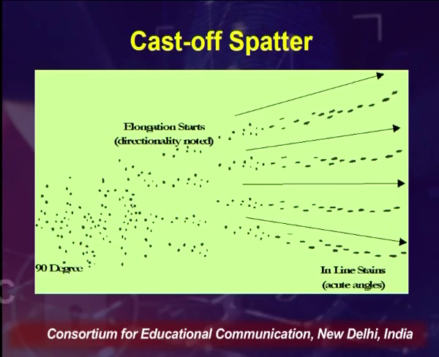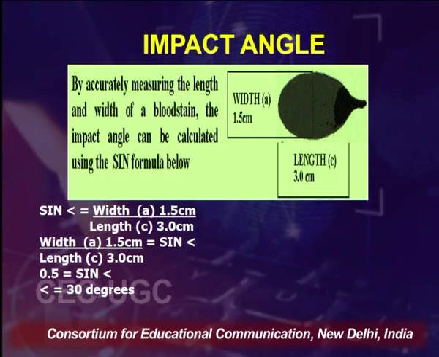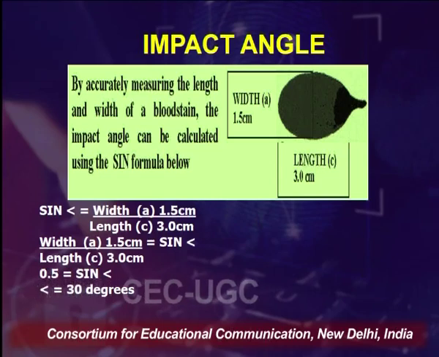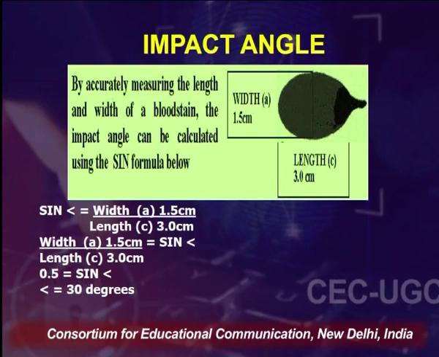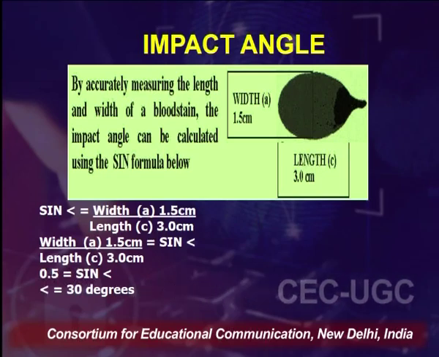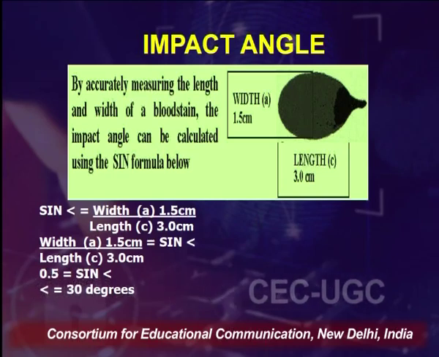So, when we are talking about the blood impact angles, by accurately measuring the length and width of a blood stain, the impact angle can be calculated using the sine formula, where sine of the angle equals width over length. So, it depends upon the width and the length of the blood stain. If the width is 1.5 centimeter and the length is 3 centimeter, then width divided by length gives sine as 0.5, and the angle is 30 degrees. So, the impact angle from blood stains can be found out using the width and the length of the blood stains.